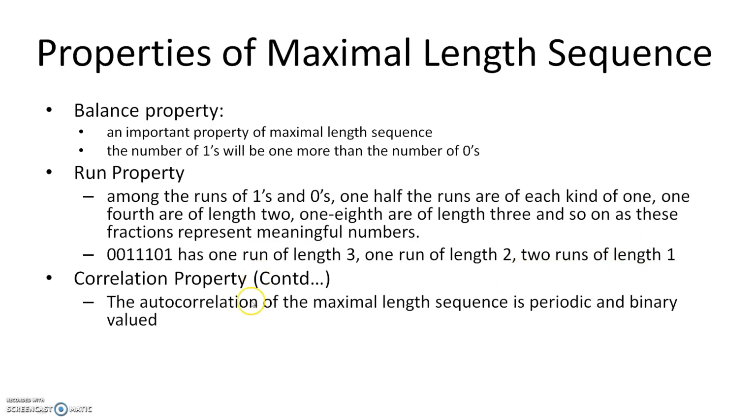In our case, we had 0, 0, 1, 1, 1, 0, 1. It has 1 run of length 3, 1 run of length 2, that is 0, 0, and 2 runs of length 1, that is 1, 0, 1, 1. So each kind has 1, and there are totally 4 runs.